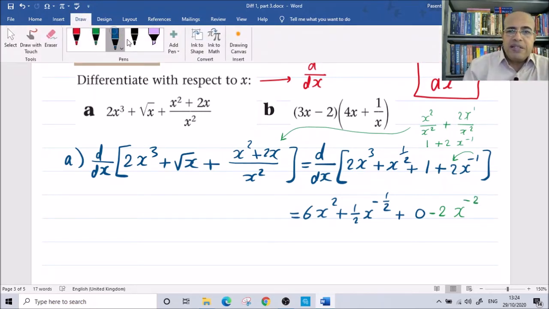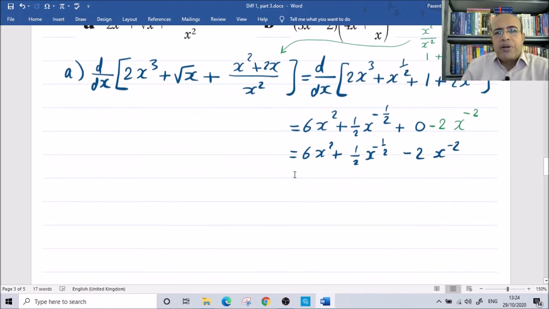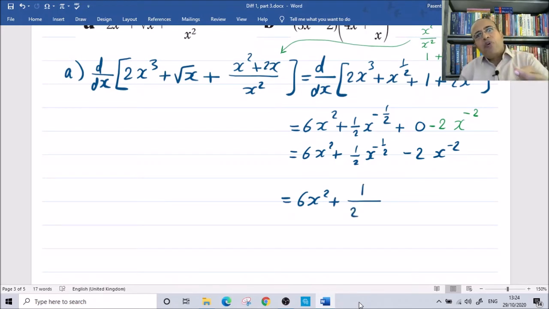Now, we simplify the final answer. So it becomes 6x squared plus half x power negative half. 0 cancels, negative 2 x power negative 2. If we need to write it in a simpler form, we write this as 6x squared plus 1 over 2, this is half, and x power negative half goes down, it becomes x power half down. X power half down means square root of x, minus 2 x power negative 2, when it goes down, it becomes x power 2.